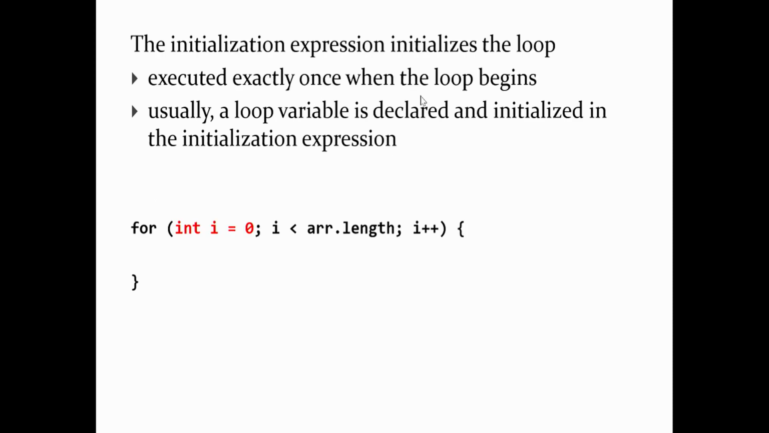So the initialization expression initializes the loop. It's executed exactly once when the loop begins. So int i equals 0 makes the variable called i and sets its value to 0. Usually a loop variable is declared and initialized here, but not always. It is possible to initialize i before the loop, but it's often the case that you initialize the loop variable in the initialization expression.